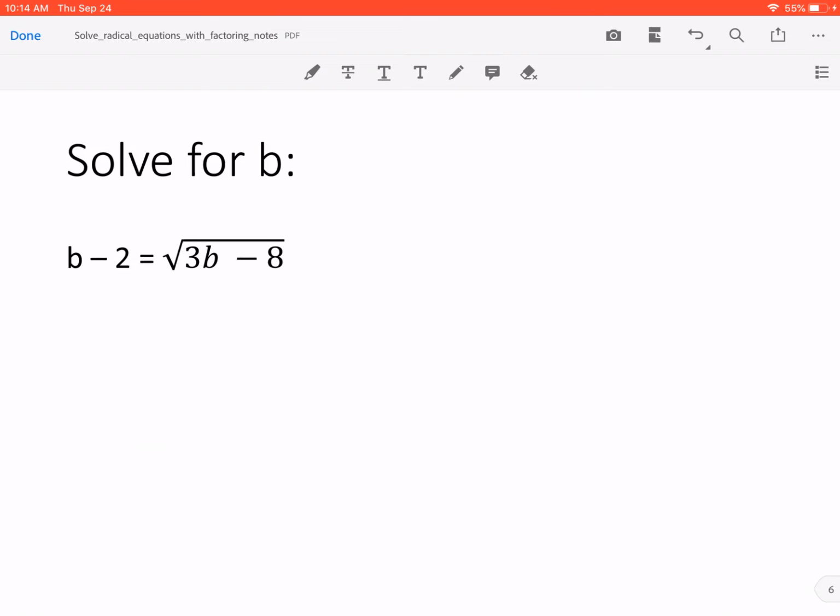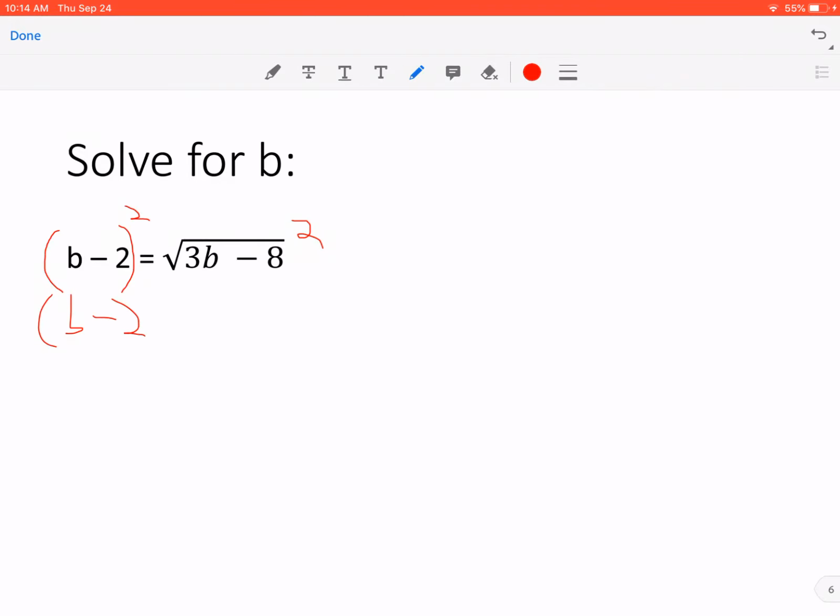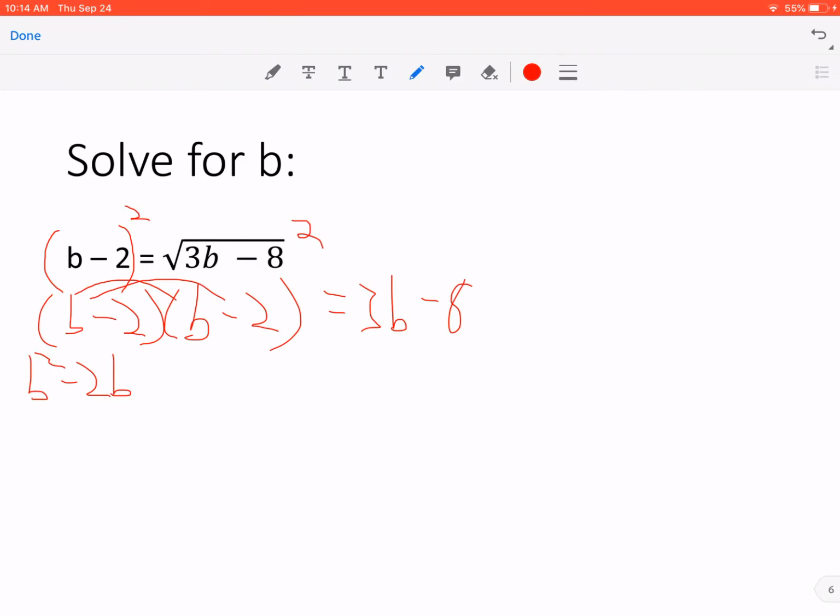All right, last one. You might see something like this on your quiz. You need to square both of these, but be careful. You're squaring this binomial. What does b minus 2 squared mean? b minus 2 times b minus 2 equals 3b minus 8. Okay, you've got to do FOIL here. That's b squared minus 2b minus 2b again. This is not difference of squares.